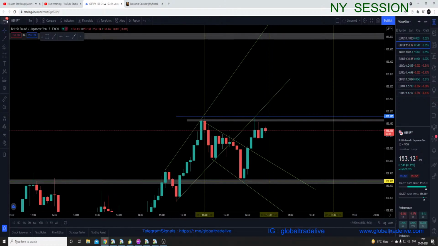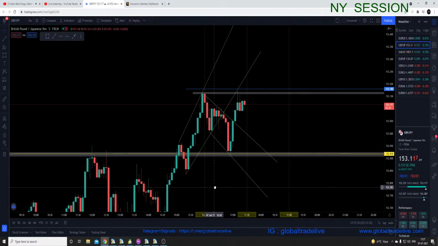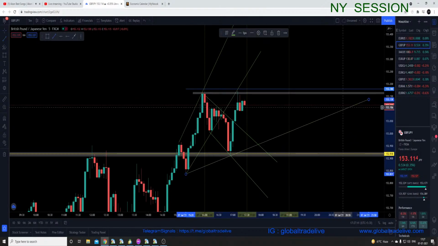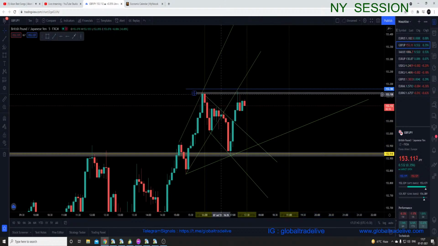So GBPJPY just needs to stay two more minutes here under this price over here, and I really don't know if it will be going up or not. Let's see if we have some more information available. Yeah, we do have this information available.